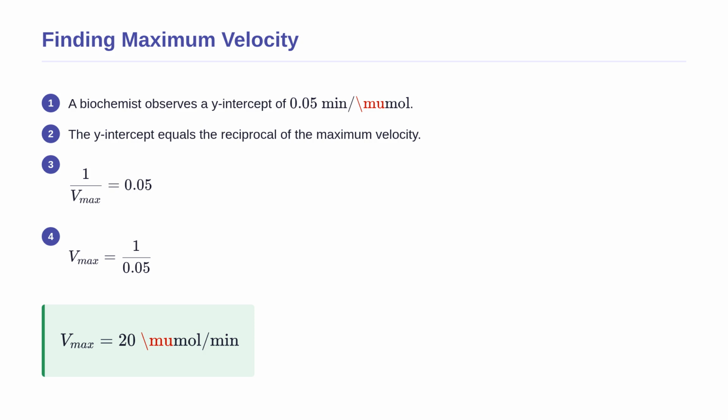We set 1 divided by Vmax equal to 0.05. By taking the reciprocal of both sides, we divide 1 by 0.05. This gives us a final maximum velocity of 20 micromoles per minute. Physically, this means if we gave the enzyme an infinite amount of substrate, it would process exactly 20 micromoles every single minute.